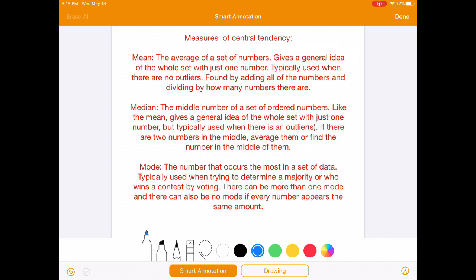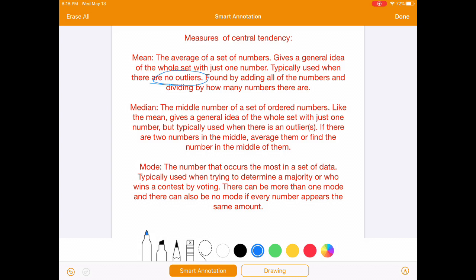So the mean, also known as the average, gives us a general idea of the whole set with just one number. But in this case, we typically will use the mean if there are no outliers. We talked about outliers a little bit in scatter plots.